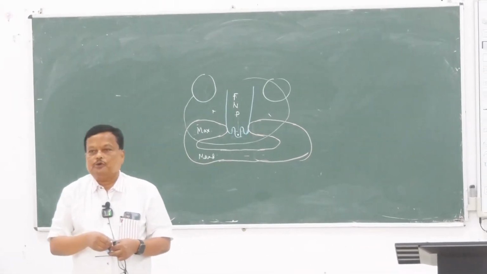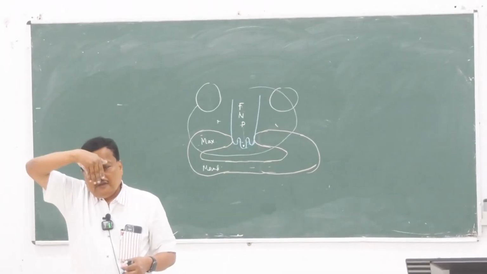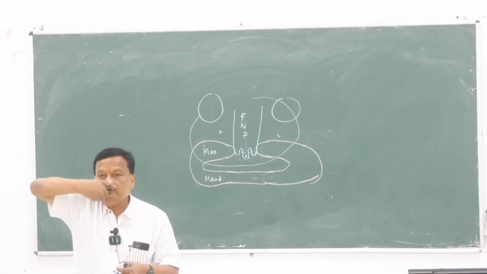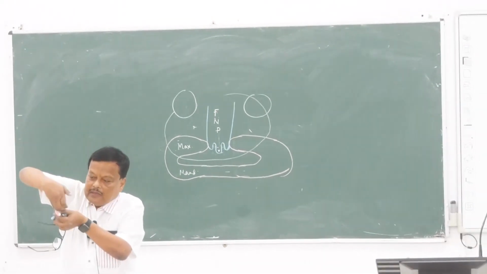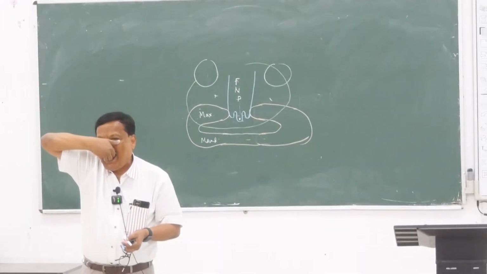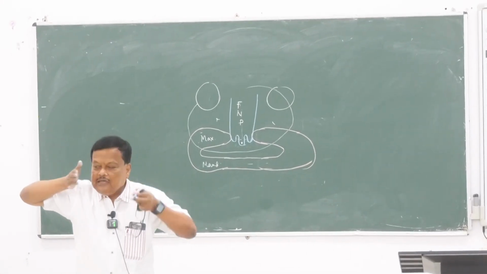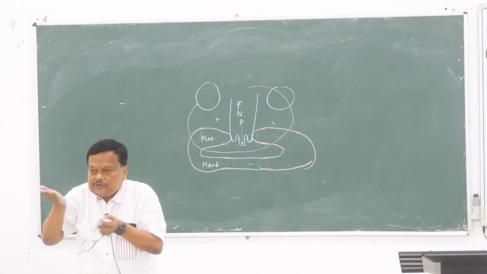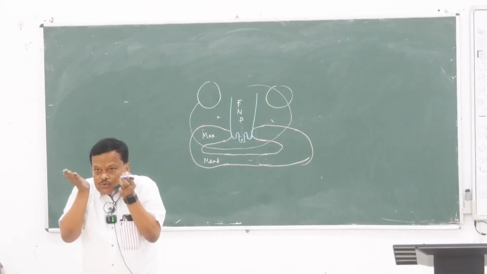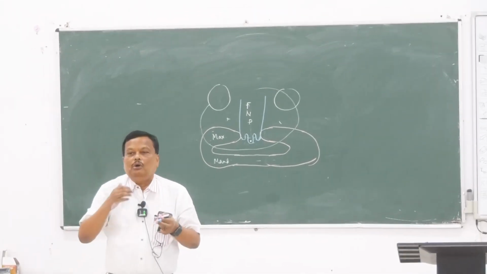This frontonasal process gives a horizontal process backwards, right? And this is the maxillary process. This maxillary process also gives a horizontal plate, each going to the midline. When we see through the mouth, what will we see?